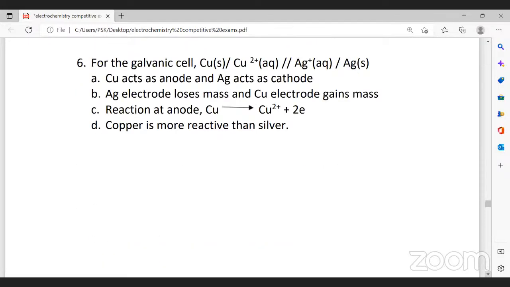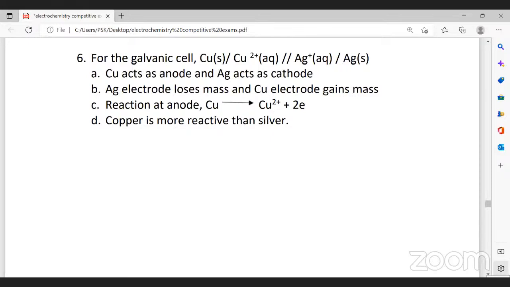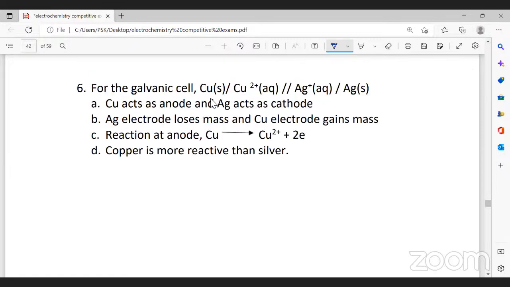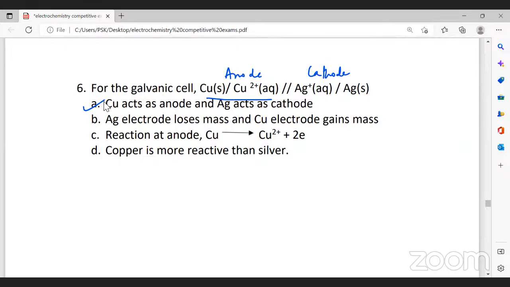Now, for the galvanic cell, Cu/Cu2+ aqueous, salt bridge, Ag+ aqueous and Ag. Now tell me, read the options. Which is acting as cathode? The cell representation clearly says the left-hand side will be the anode and the right-hand side will be the cathode. So copper acts as anode and silver acts as cathode. It's directly given. What's the question they're asking? For a galvanic cell, copper acts as anode and silver acts as cathode.